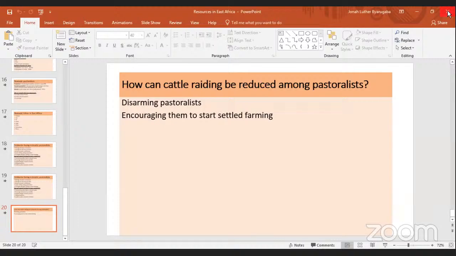Allow me to stop sharing this, and we get to the new content that I designed for today. That means we have formally finished the topic called resources in East Africa. We exhausted it, so you can consider it a done deal. Today we are going to start a new lesson, a new topic.